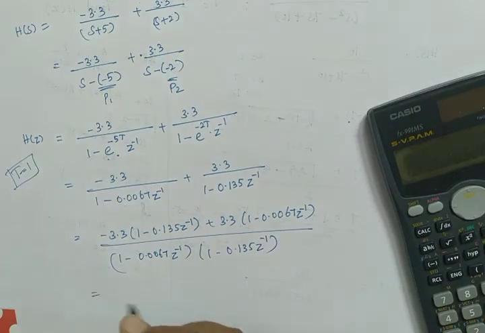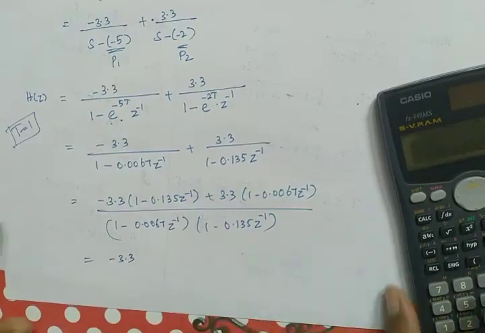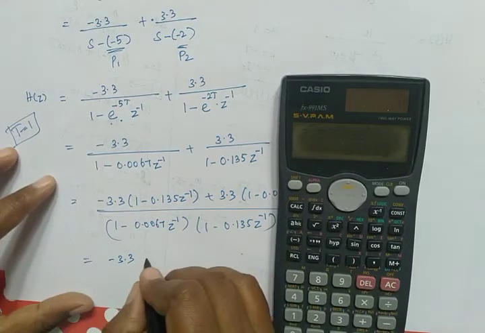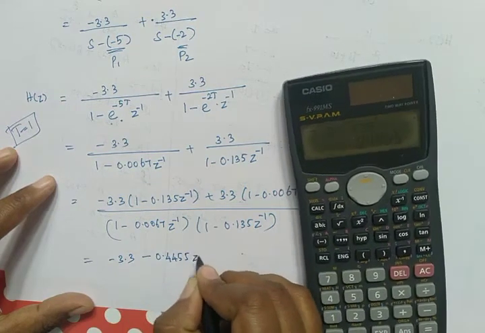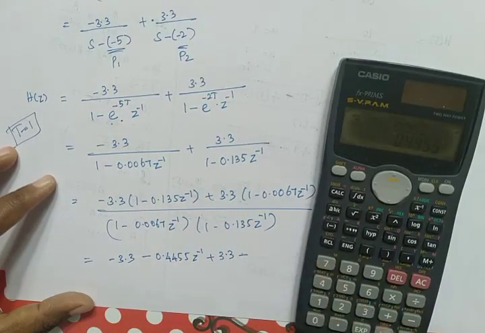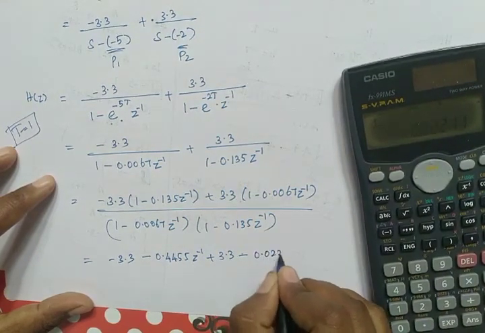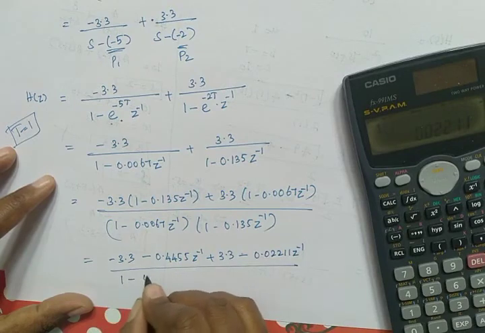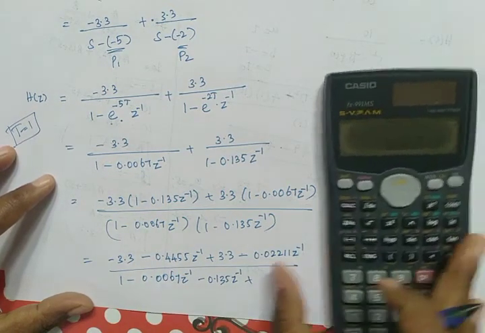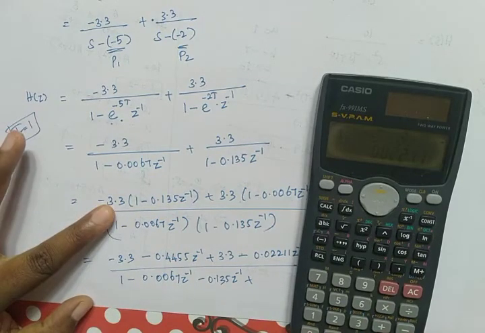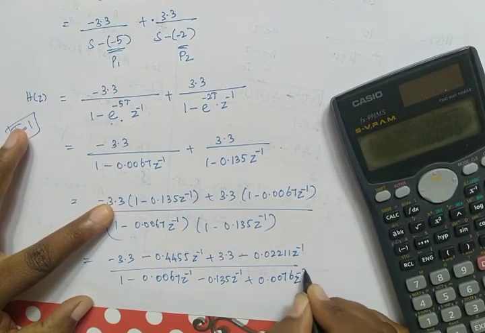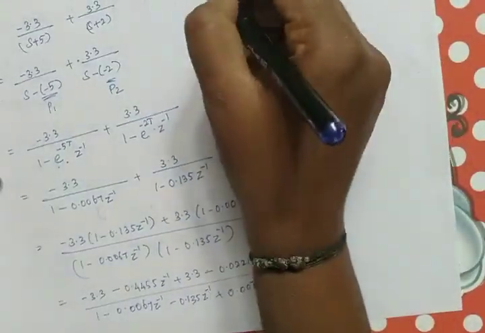Therefore it is equal to minus 3.3, now that is 3.3 into 0.135 is equal to minus 0.4455 z inverse plus 3.3 minus 3.3 into 0.0067 is equal to minus 0.02211 z inverse, the whole divided by 1 minus 0.0067 z inverse minus 0.135 z inverse plus 0.135 into 0.0067 is equal to, that is 0.0076 z power minus 2, because here we have minus 1.